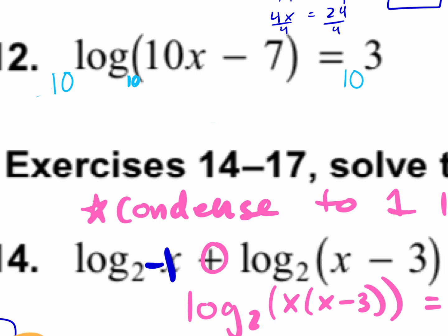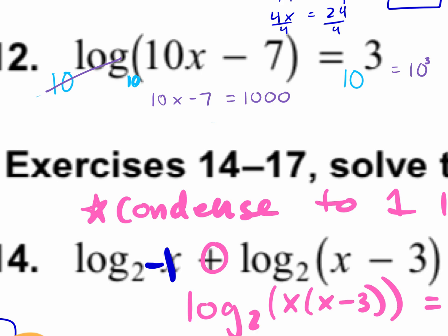So 10 to the power of log base 10 cancels. So we're left with 10x minus 7. And what's that equal to? 10 to the power of 3, which is 1,000. Be super careful here. You're not multiplying. This is 10 to the third power. It's an exponent. We made the big base 10. So that would be 1,000.